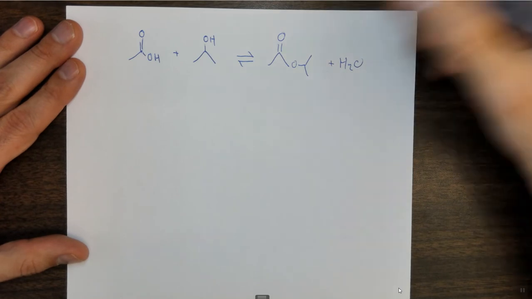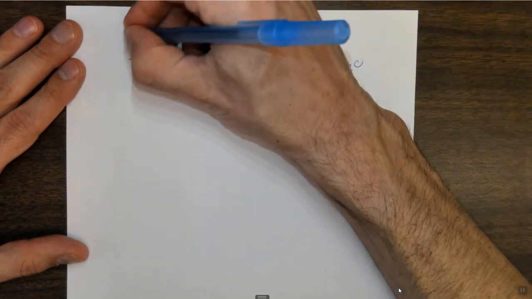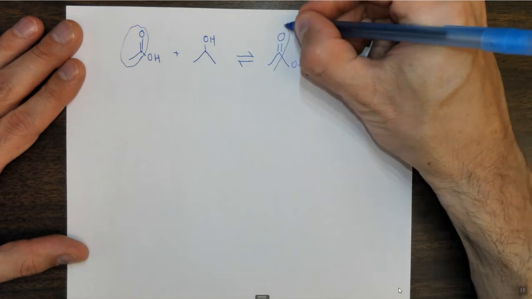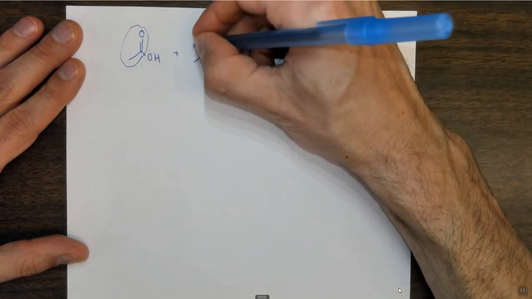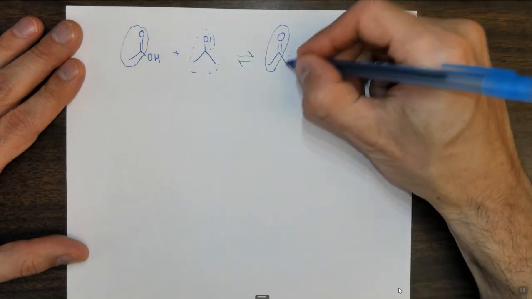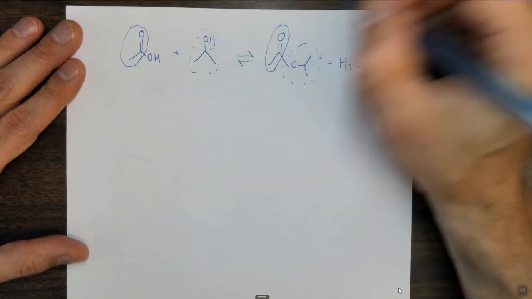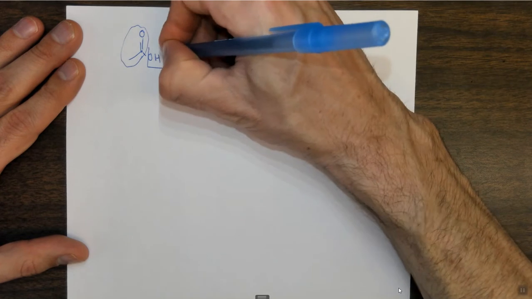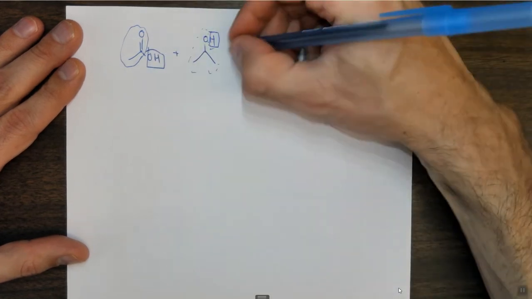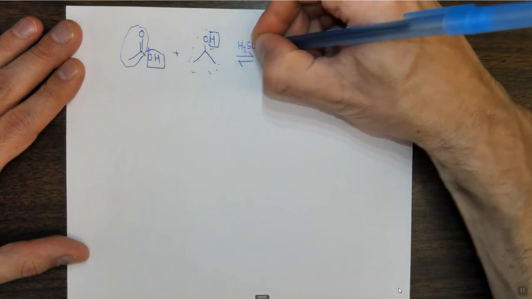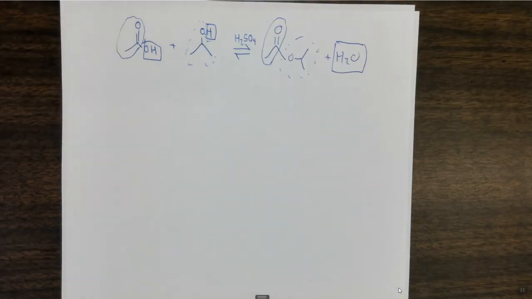So if we look at this reaction, this part of this molecule is this part of the ester. The alcohol, with the exception of the H, is this part of the ester. And the water is this OH and this H, which is here. And we're going to use the catalyst H2SO4 to drive this reaction.